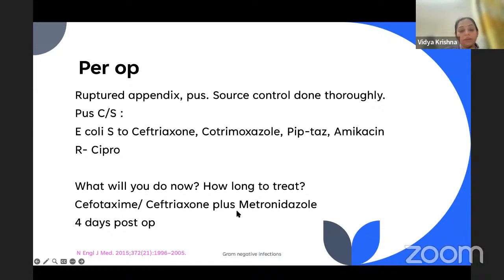Okay. So generally, and there is good RCT data, at least from adults, which says that if you've done a good source control, if your patient is reasonably well, for an intra-abdominal infection, a 4 days post-op course is the minimum course that is required for antibiotics. So if you can, go back and read the reference.